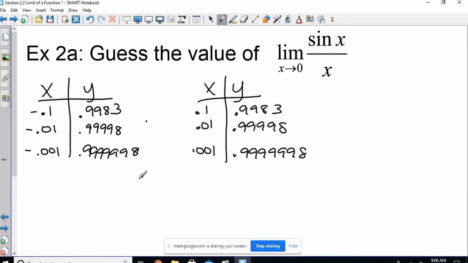Okay, so can we tell what this is approaching? Yeah, it looks like from both sides it is approaching 1. So we can estimate the value of that limit. Now, is this method foolproof? Is it guaranteed that we're exactly right? No, but we're pretty confident in that.